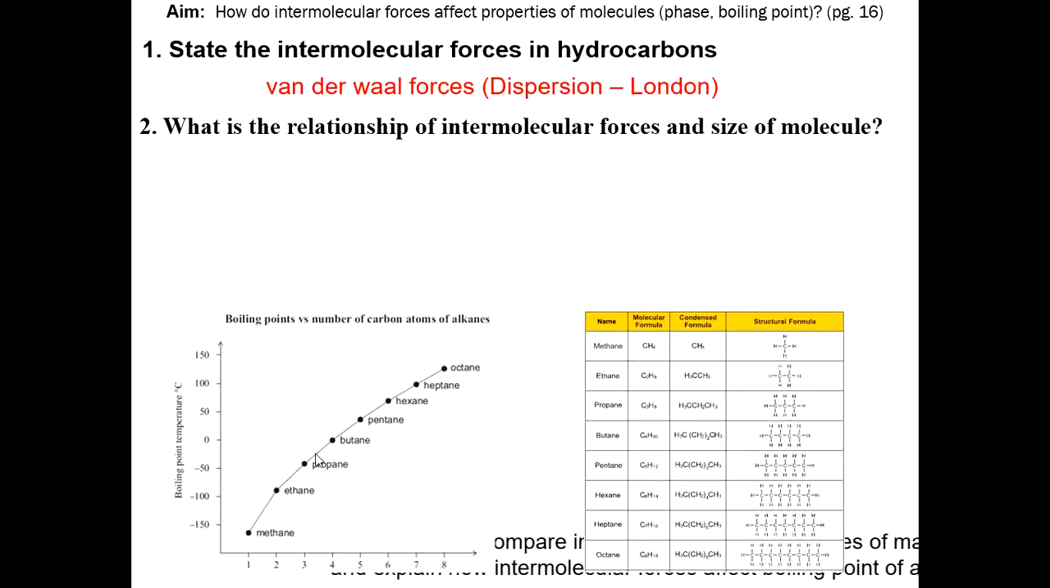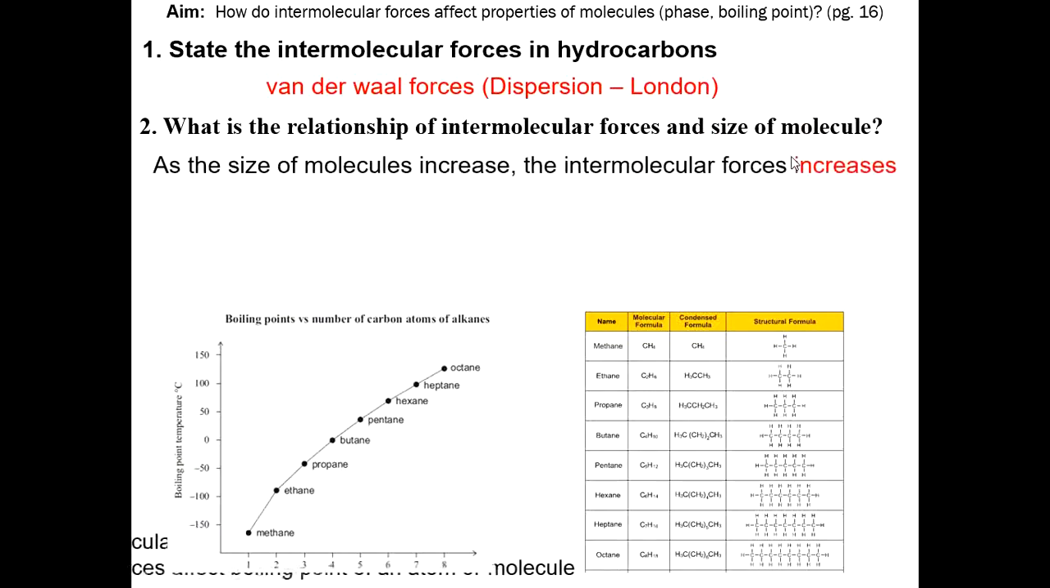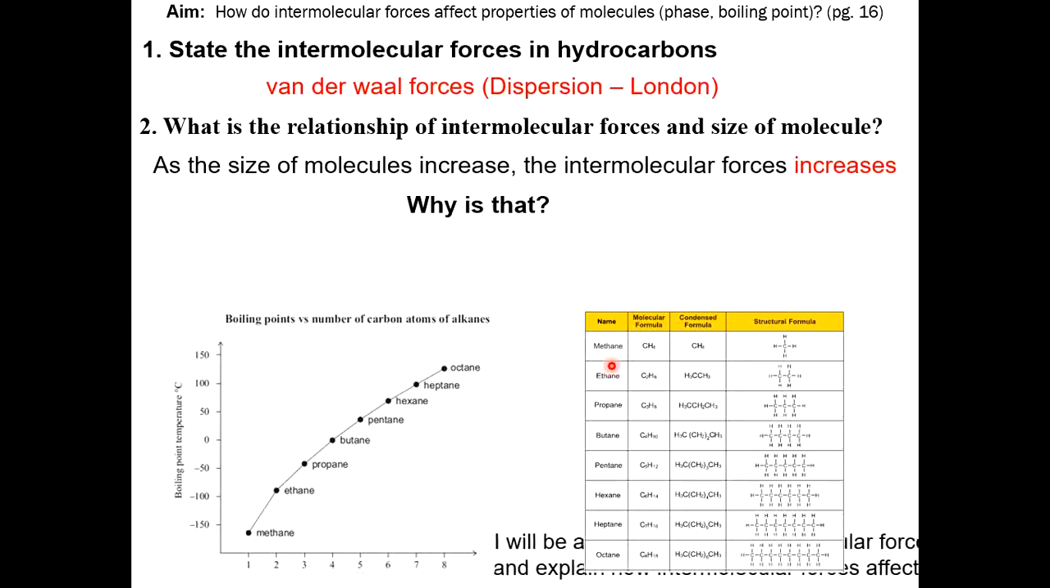We know the relationship between boiling point and intermolecular forces is a direct relationship. So as intermolecular forces increase, boiling point will also increase. So the relationship between intermolecular forces and size of molecule is that as the molecules get bigger, the intermolecular forces increase. Why is that? Dispersion forces are caused by the attraction of electrons and nuclei between atoms and molecules.